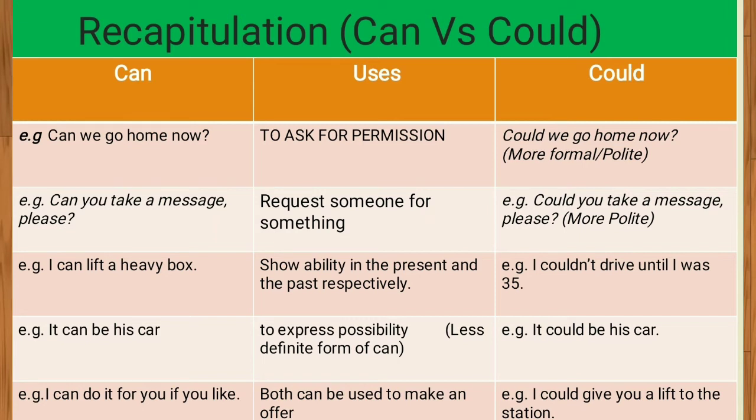Okay, so when we use can to indicate possibility, that is more definite than could. Okay, now let's move on to the next use, that is can and could are used to make an offer. For example, I can do it for you if you like. On the other hand, with could, we can say I could give you a lift to the station. Okay, so to make an offer in the present tense, we can use both the forms of modal auxiliaries here, can and could.